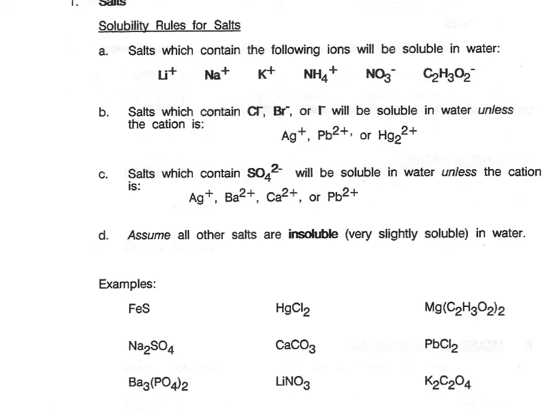When we look at the solubility rules for salts, we have this chart. What we will see is that salts that have any of these ions will always be soluble in water, no matter what. So we have lithium, sodium, potassium, ammonium, nitrate, or acetate, always soluble in water.